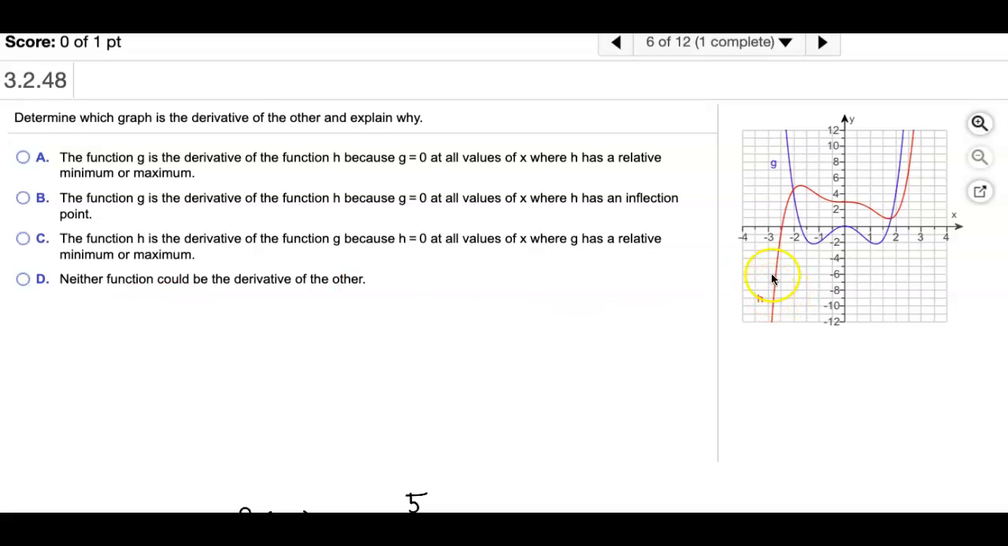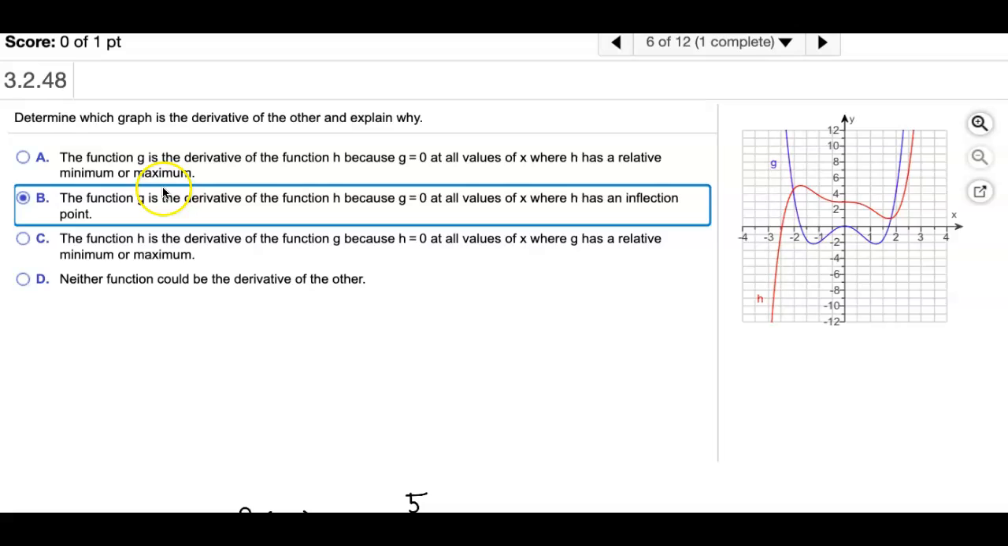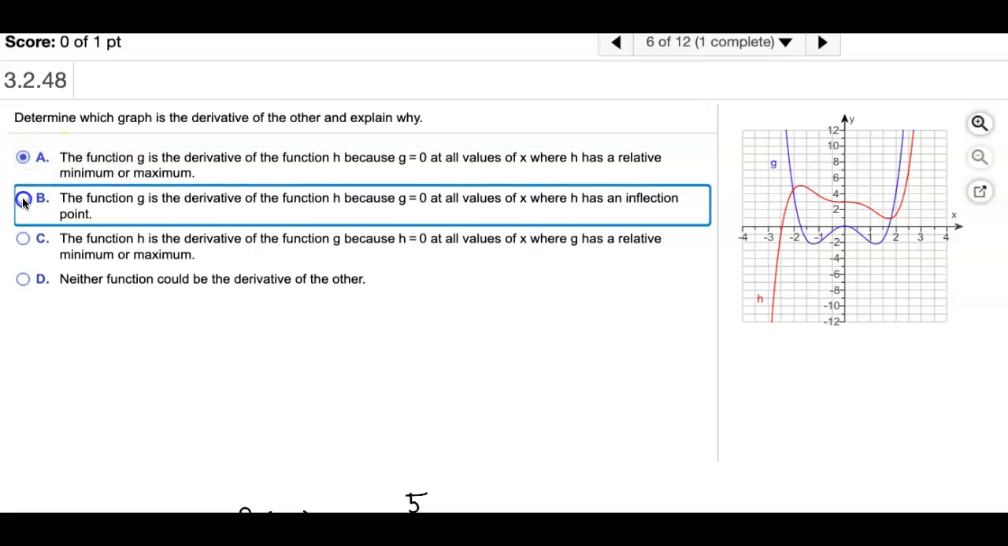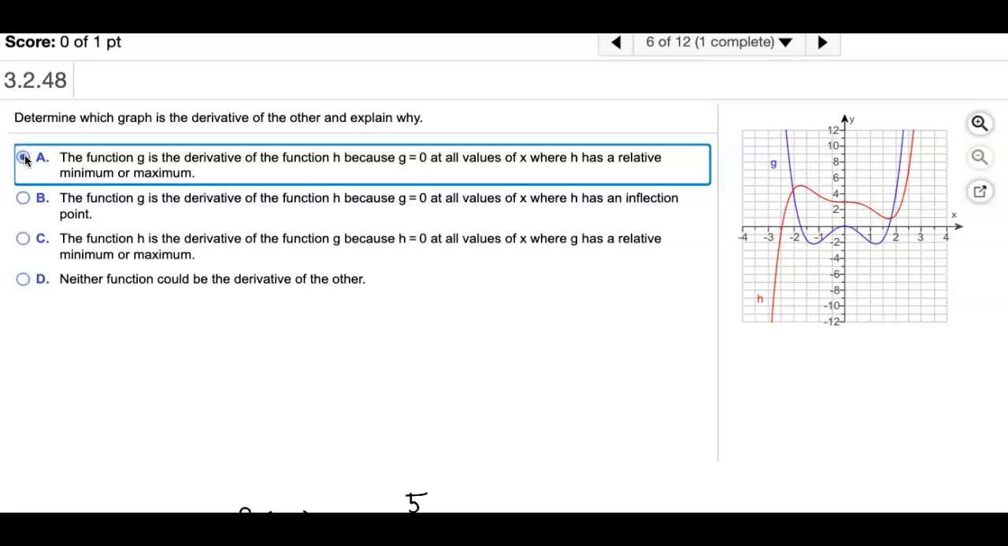I think G is the derivative because it has fewer turning points. G is the derivative of the function, and this is a multiple choice. Oh, A and B both say it. So I'm going to have to talk a little more about why G is a derivative, okay? Click on G, A is the right answer, but I want to explain the second part of it.